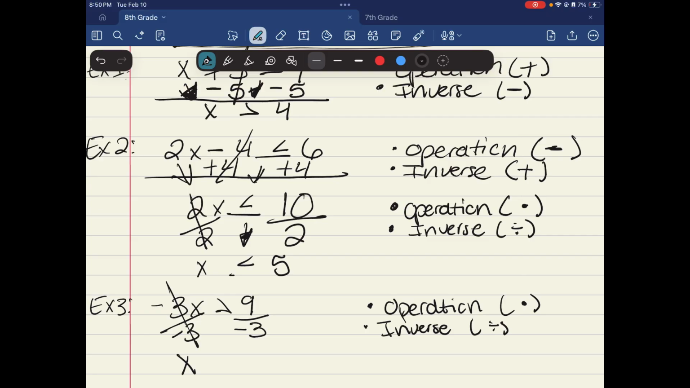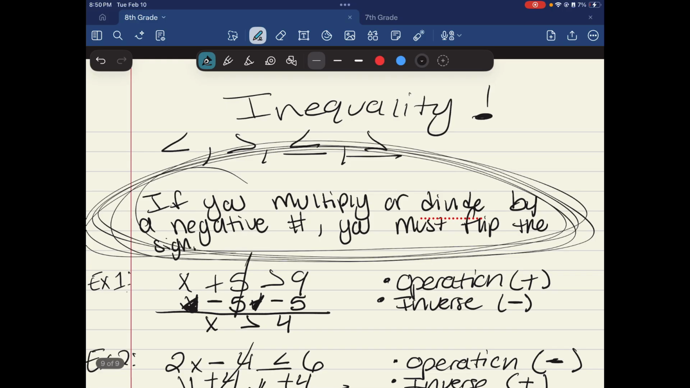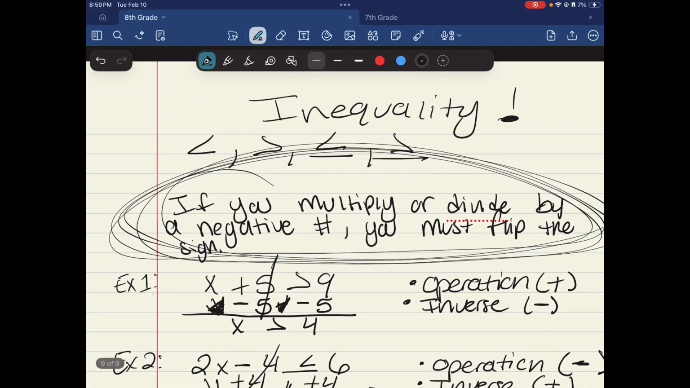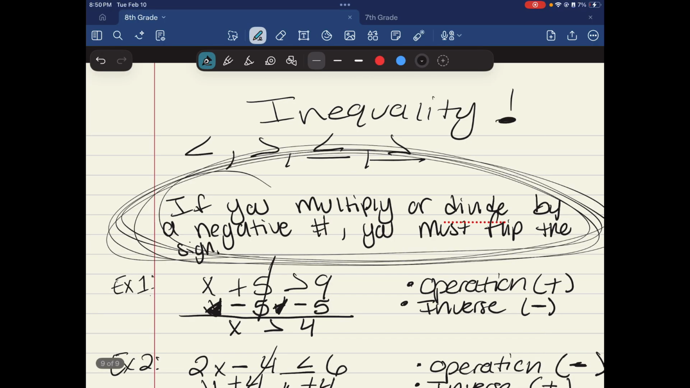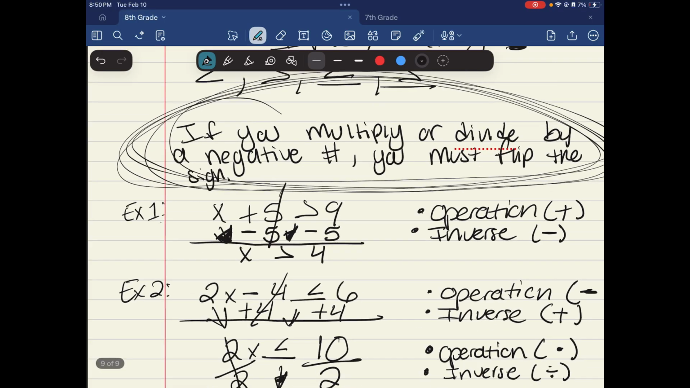With that being said, the key thing is up here. If you multiply or divide by a negative number, you must flip the sign. This is only applying to inequalities, of course. It's the only way it makes sense. An equal sign stays the same equal sign, even if you flip it.